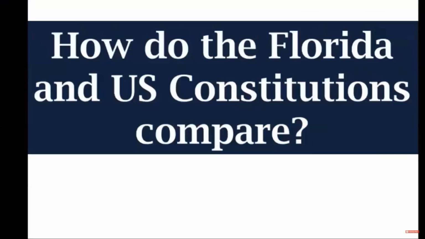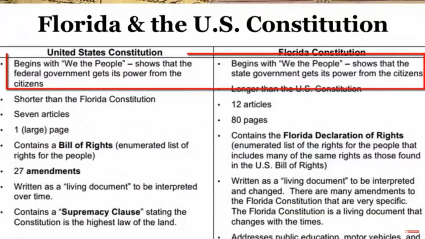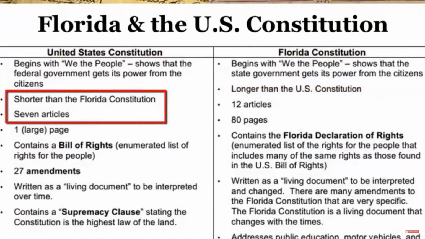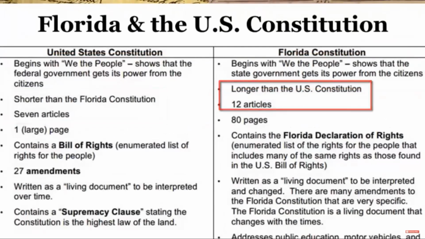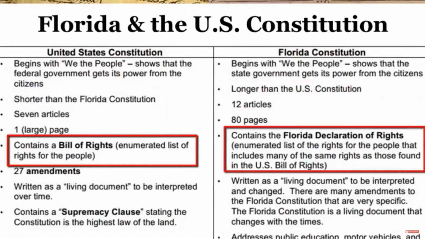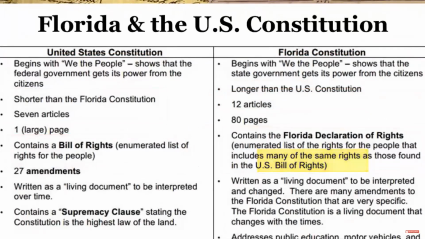How do the U.S. and Florida constitutions compare? For starters, they both begin with very similar preambles, starting with those 3 famous words, "We the people." The U.S. Constitution is much shorter. It has 7 articles to the Florida's 12. They both protect people's rights, the U.S. with the Bill of Rights added to it, and the Florida contains the Declaration of Rights at the beginning. This has many of the same rights, including the 5 freedoms, the right to bear arms, but including a longer list of rights.